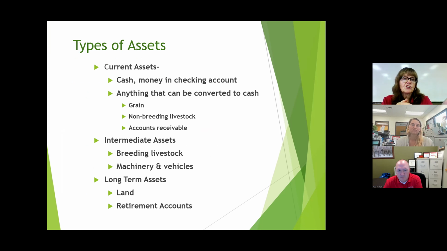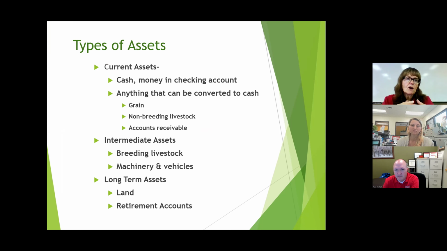So you might have money in a checking account. You might have money in a savings account. You might have a hedging account that has money in it. Any of that stuff that can be converted to cash, like grain or calves. You might have accounts receivable or government payments. Those are all current assets.